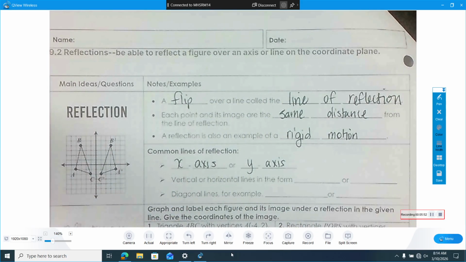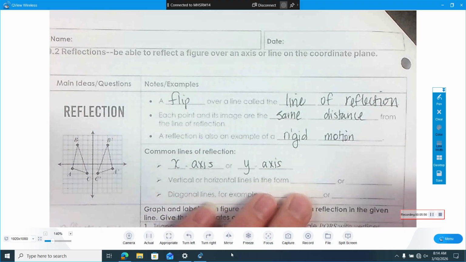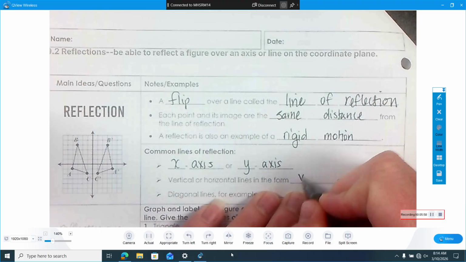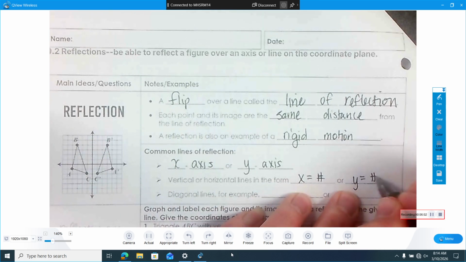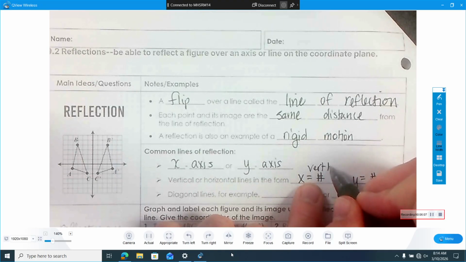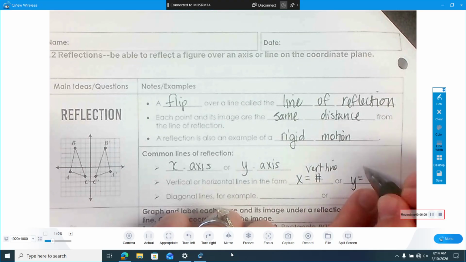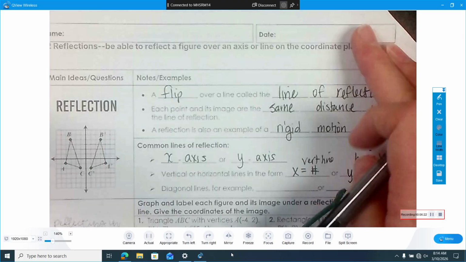And we can also reflect over vertical or horizontal lines in the form x equals some number or y equals some number. And again, x equals some number is a vertical line, and y equals some number is a horizontal line, okay? And so we can reflect over each x or y axis, or we can reflect over any vertical or horizontal line. We can also do diagonal lines.